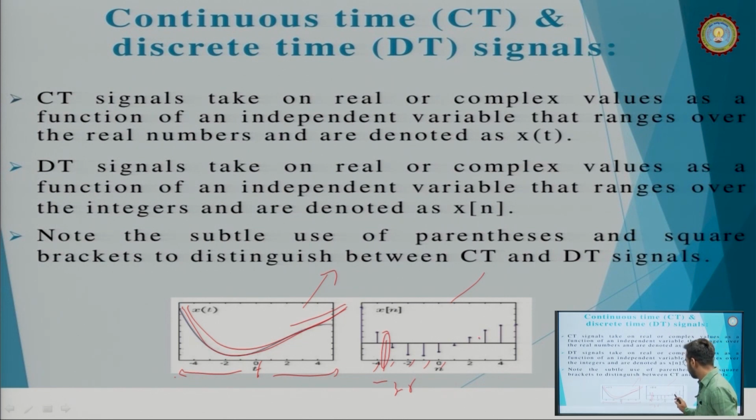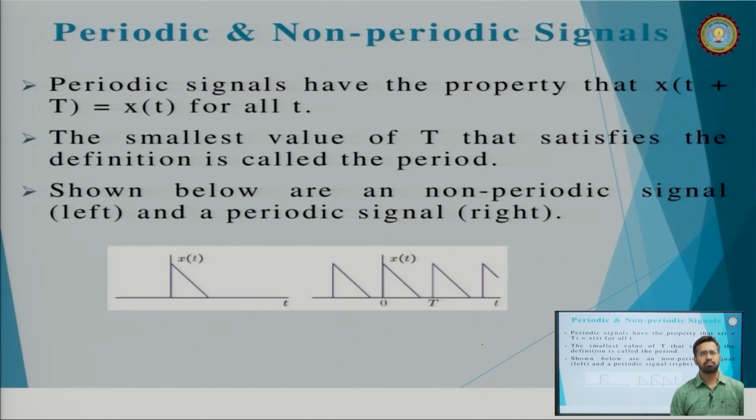Okay. Again here also for 2.5 also we are not having any value for the signal. So, when a signal is having value throughout the time, that is continuous, and when it is having a signal only for a particular time, that is called discrete. Now, the second is periodic and non-periodic.